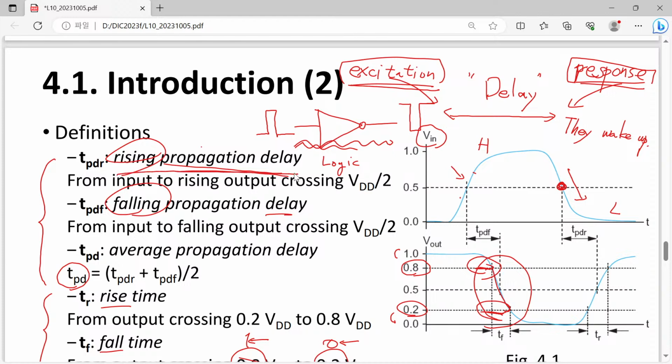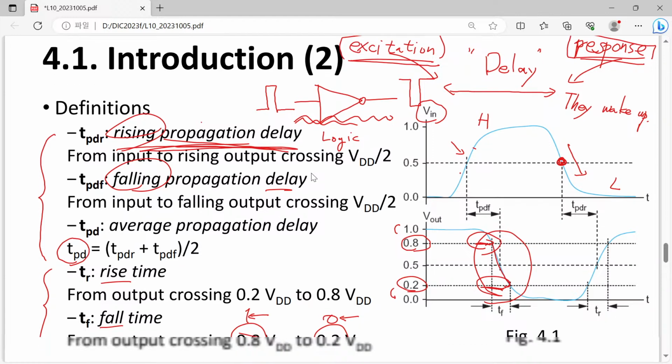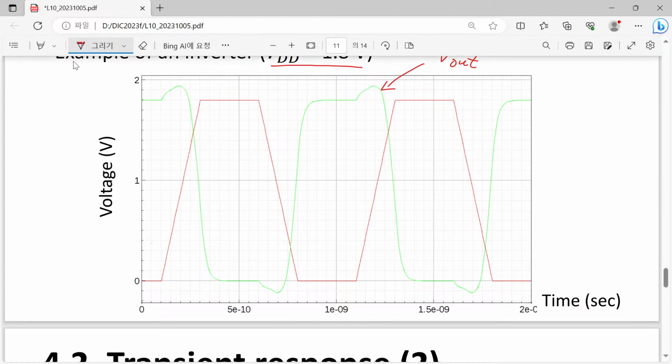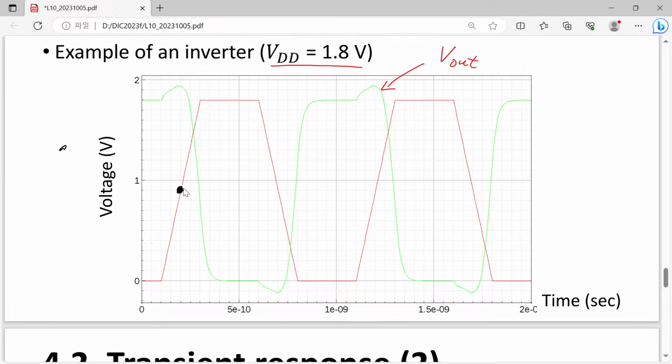the rising propagation delay. For the rising propagation delay, the input is rising and the output is now falling. What is the point for the starting of this excitation? You can easily understand this point can be regarded as the initial point of your excitation, because your input voltage now becomes half VDD. Then you can see that this is the point where your output crosses the border between 0 and VDD. So now you can understand, maybe this is the amount of your propagation delay for the rising case.